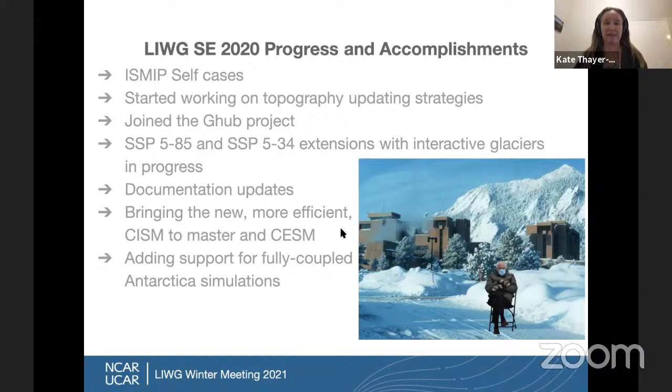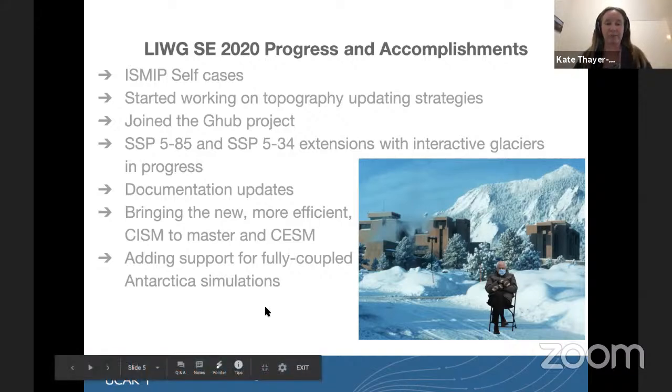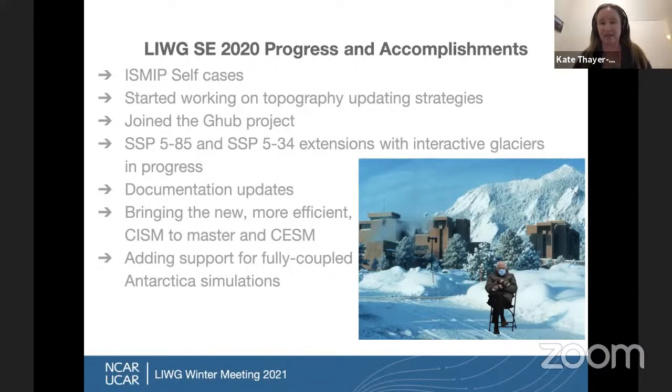This year we did make some documentation updates, as I mentioned previously, and I'll go over those in just a second. We are working currently to bring in a new, more efficient version of CESM to the master branch in GitHub, and then that will be supported in CESM releases going forward. And I believe that Gunter is going to talk more about that in his update just coming up in a minute. And then we're working right now on adding support for the fully coupled Antarctica ice sheet simulations, which Bill Sachs gave a really nice presentation on yesterday. And I'm not going to go into detail too much on that other than to mention that it is a big project taking up developer time right now.